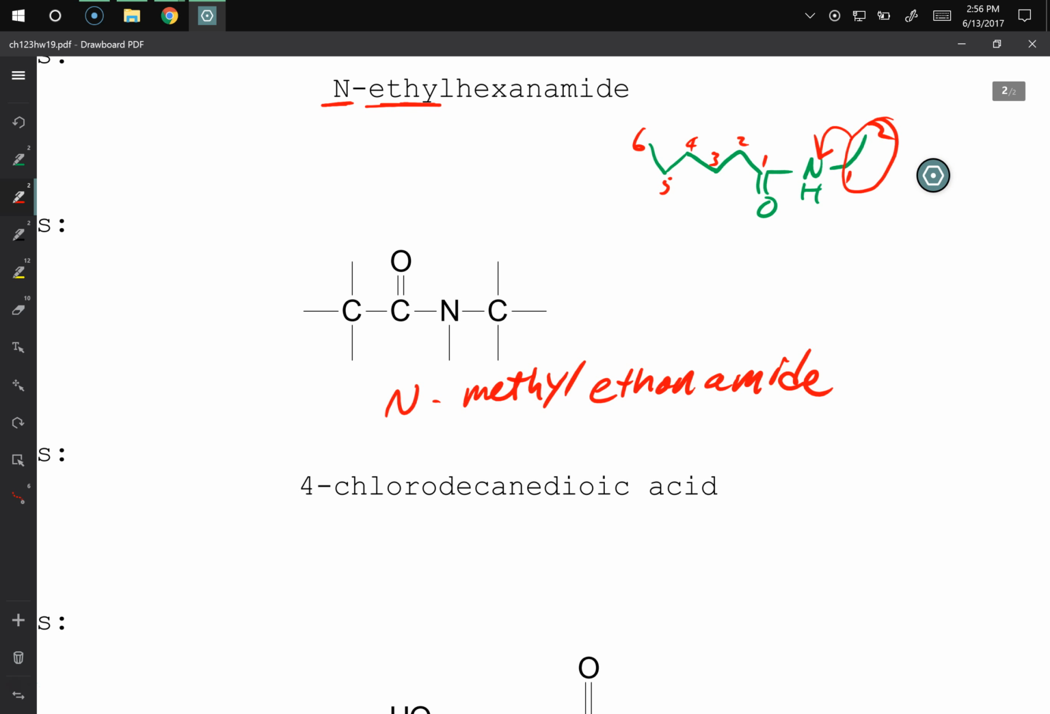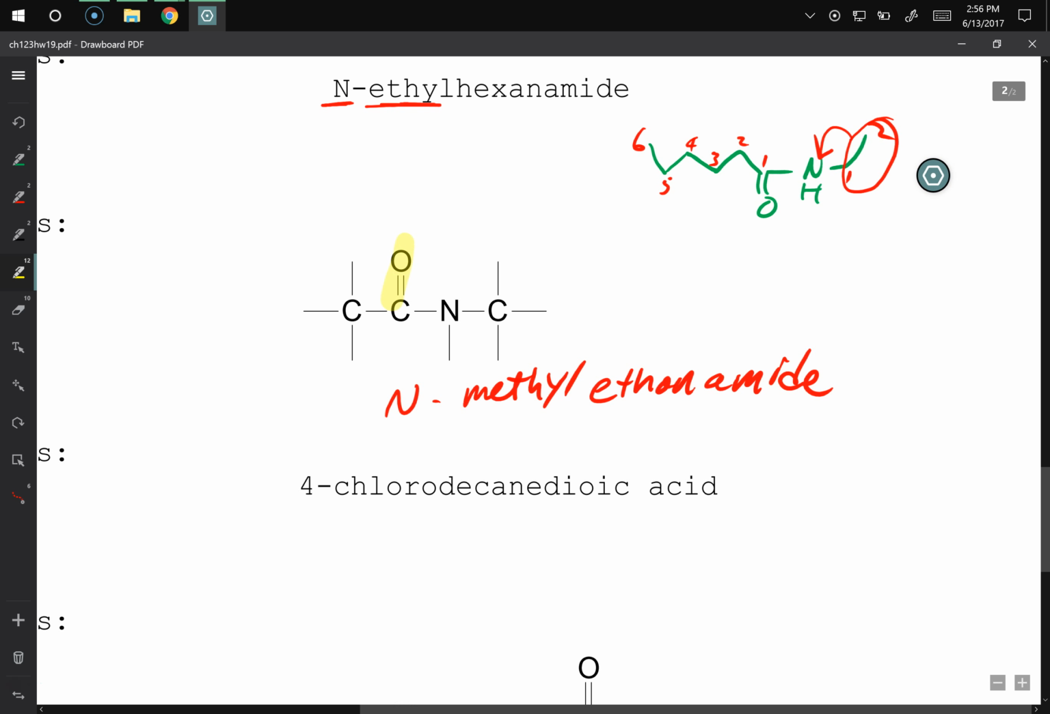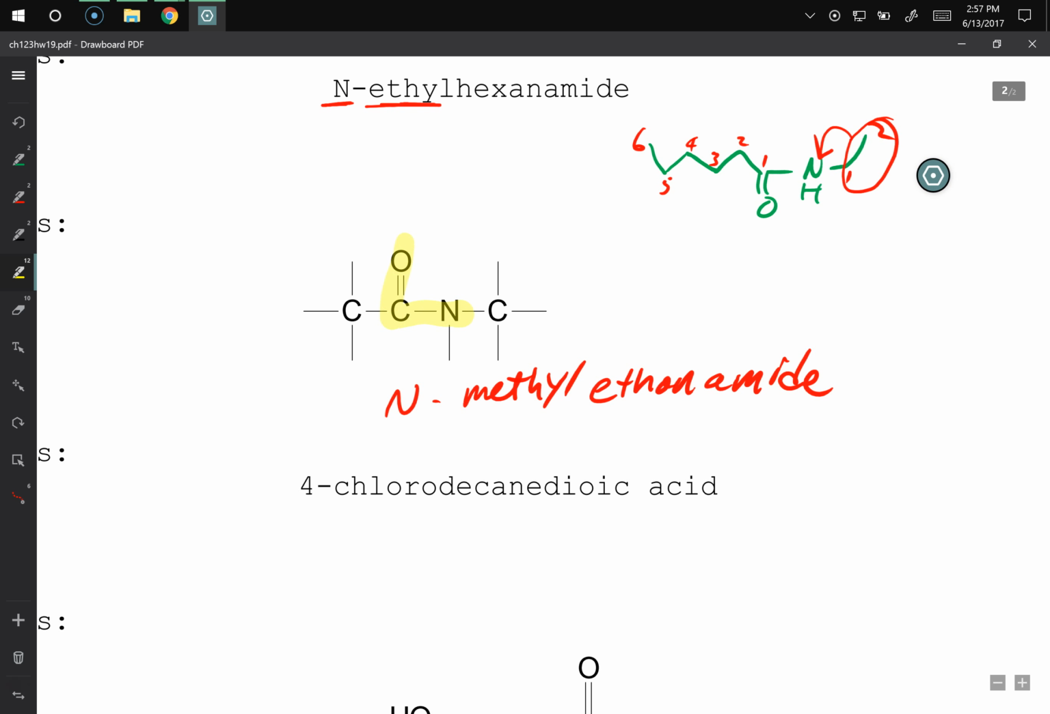Well, what's that functional group right there? That's an amide. So the only way I can have an amide is if I've got a carbon doubly bonded to an oxygen directly, and that carbon's directly bonded to a nitrogen. So that's going to fix position number 1 on my carbon chain.